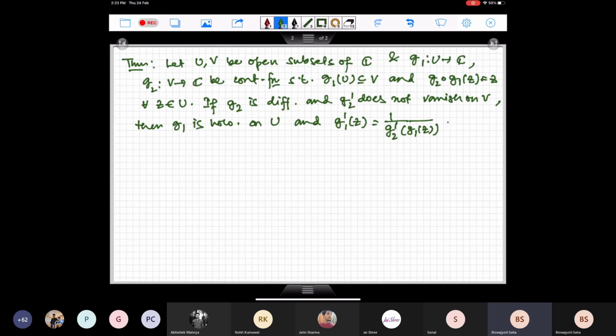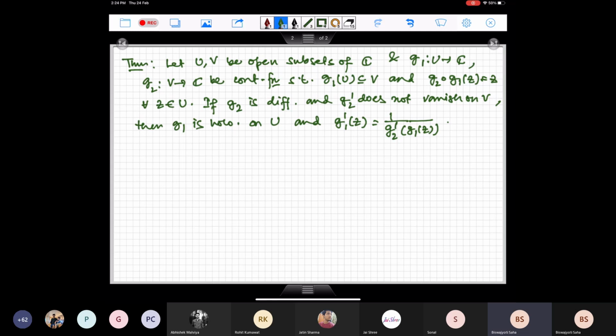Okay. Now this statement can be readily applied to get the proof of the inverse function theorem. The only thing that you really need here is that I need my function to be non-vanishing. So that is what is not given here. So we really need the condition that the function is non-vanishing.